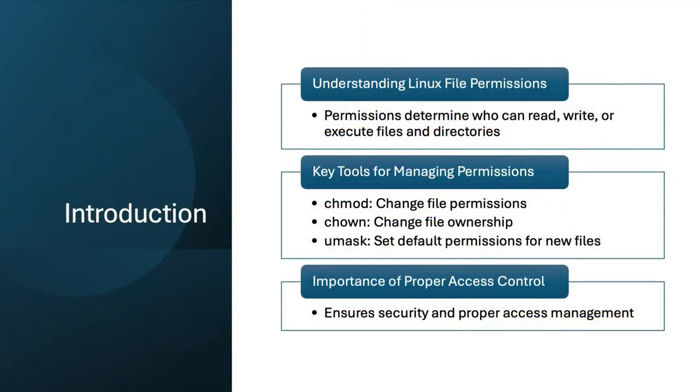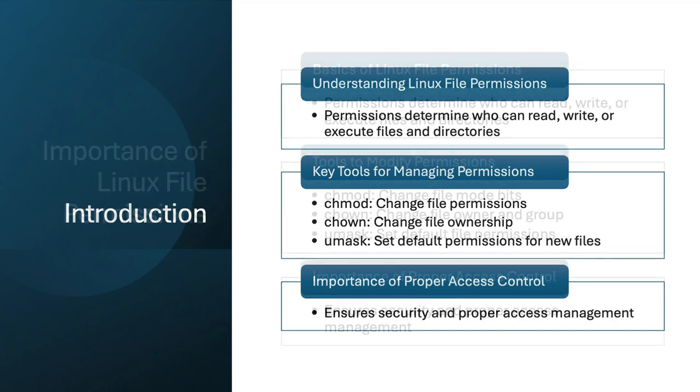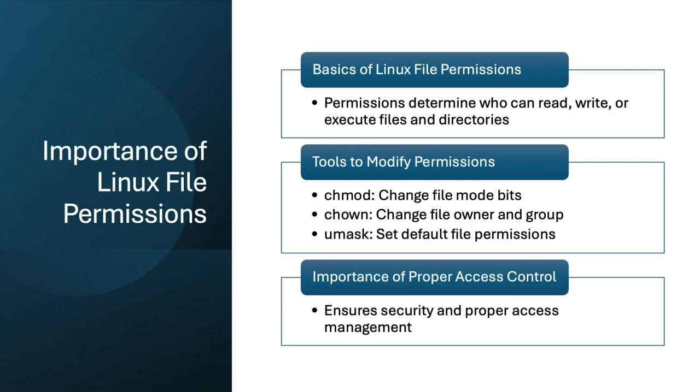Linux file permissions are crucial for security and access control. Tools like chmod, chown, and umask help manage these permissions effectively. This guide covers the basics and usage of these commands. Understanding these basics ensures proper access management.